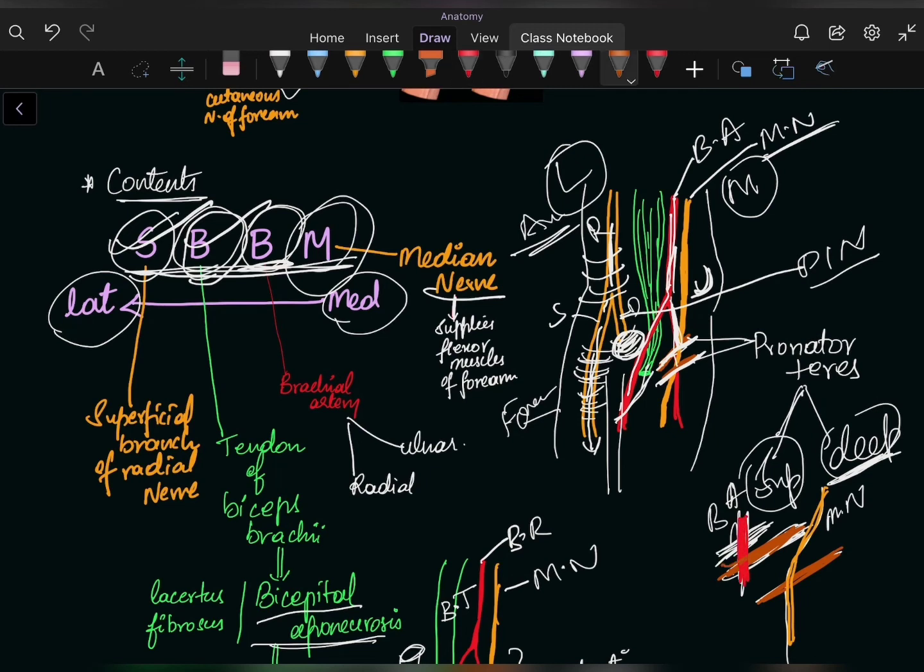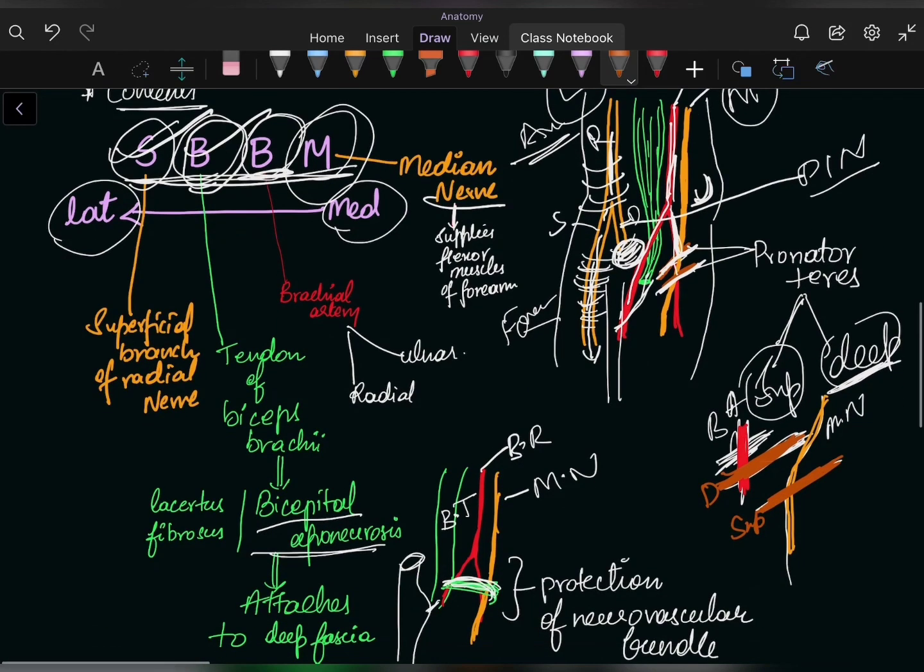Now this is the deep head, and this is the superficial head. The deep head separates the brachial artery and the median nerve. So these are the contents of the cubital fossa. What is the importance of the median nerve? It supplies the flexor muscles of the forearm.